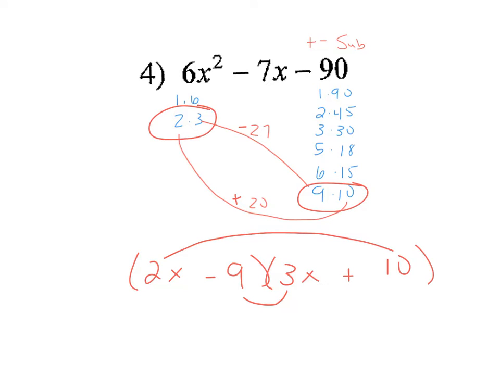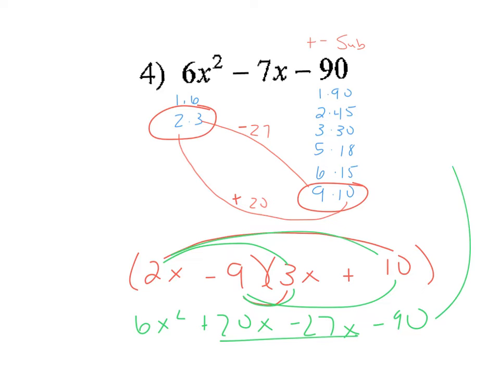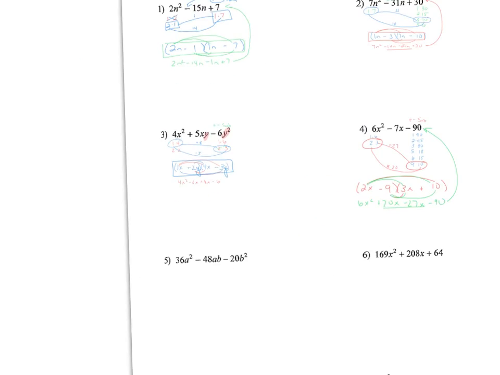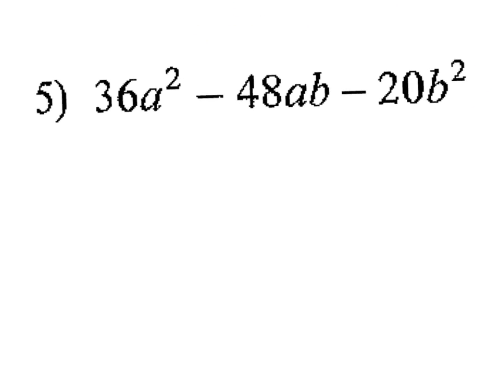Okay, again, you'll want to show a check. So you'll get 6x squared plus 20x minus 27x minus 90. And then double check, does that work with up here? And yes, it does. Moving on to number 5.